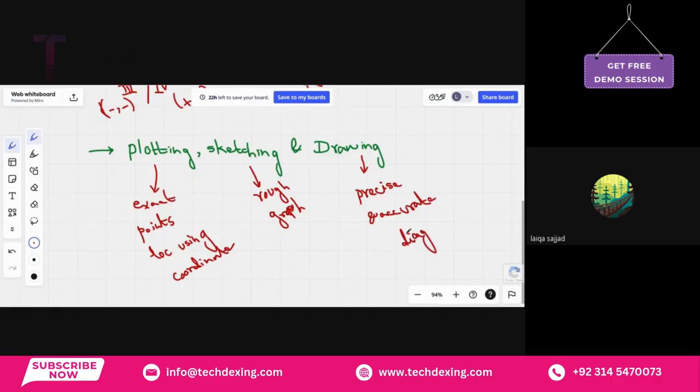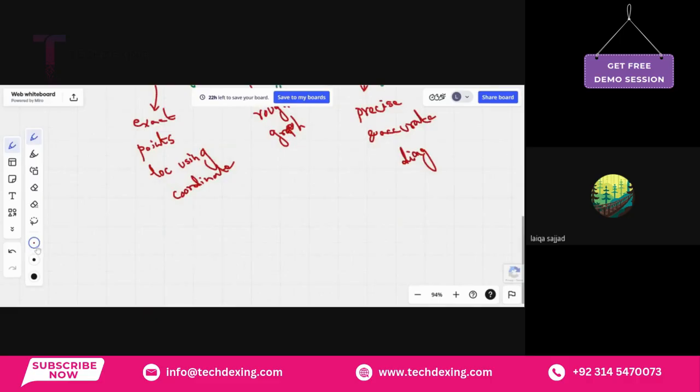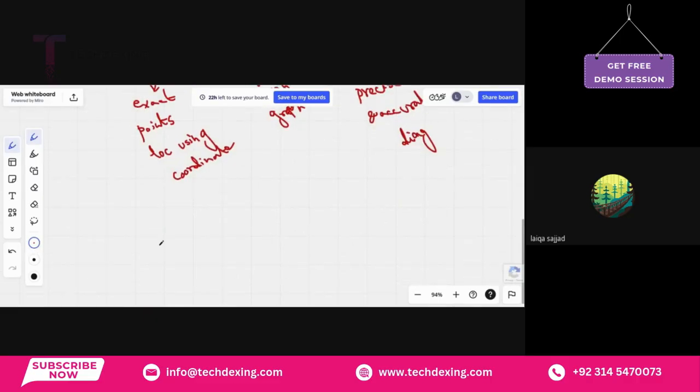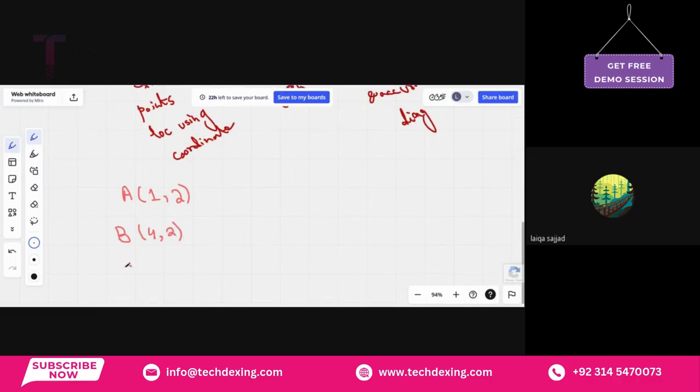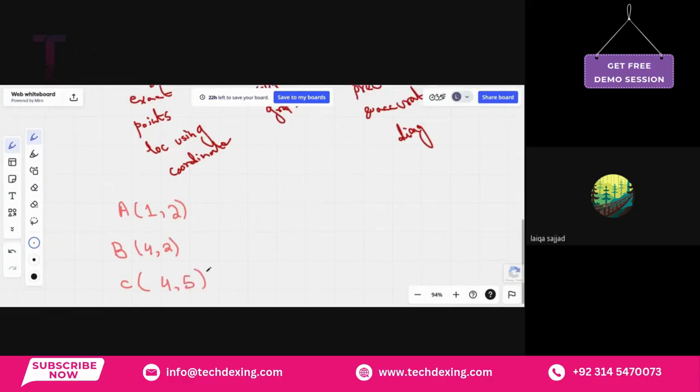Okay. Now, for example, we are given three points. One is point A with coordinates 1, 2. Then we have point B, which has the coordinates 4 and 2. Then point C with the coordinates 4 and 5. And we are asked to draw it.